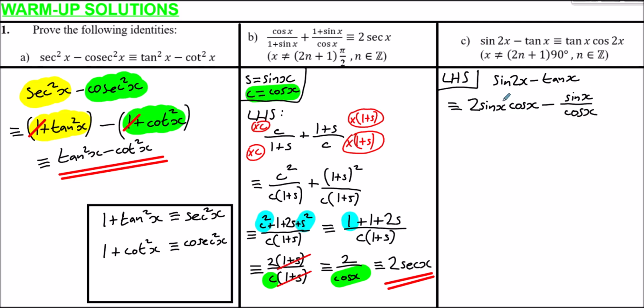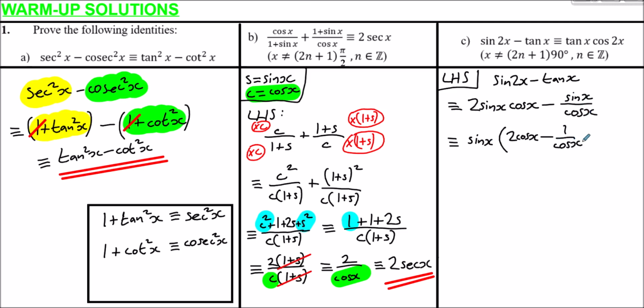So I've got sine x in both terms. So what I'm going to do now is factorise out the sine x. So I've got sine x, open brackets, 2 cos x minus 1 over cos x. We've factored out the sine here, so we don't need the sine again, so it becomes just minus 1 over cosine x. Our target is a product of two simple-looking things, so right now this second one isn't looking simple.